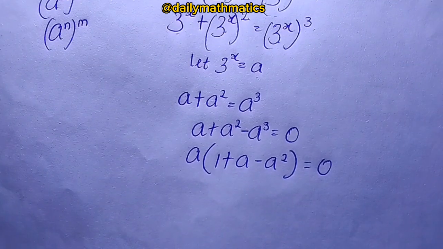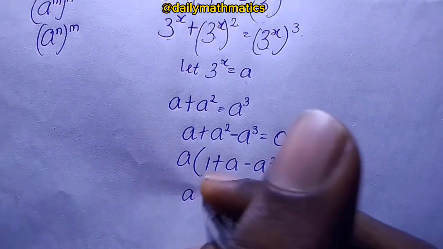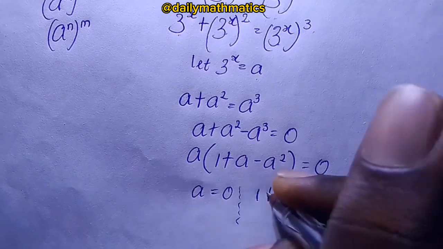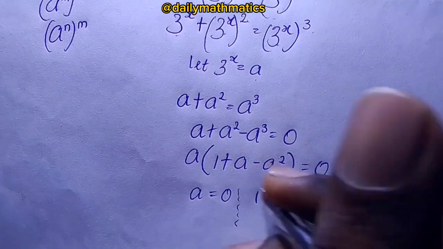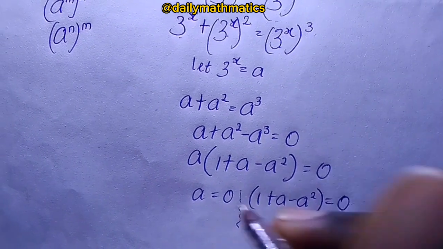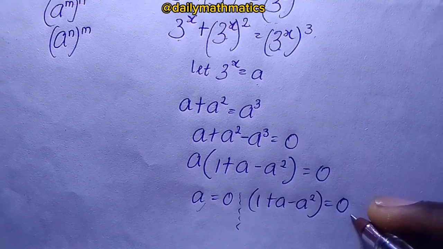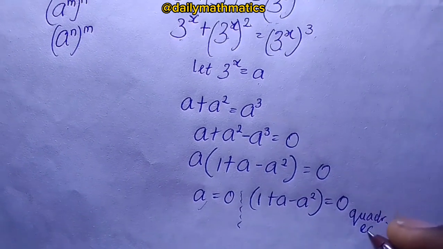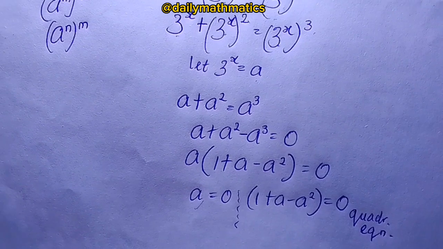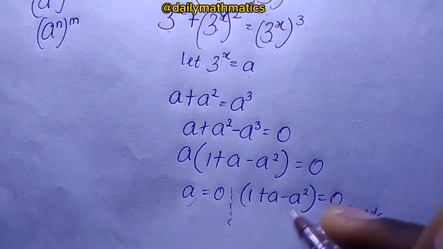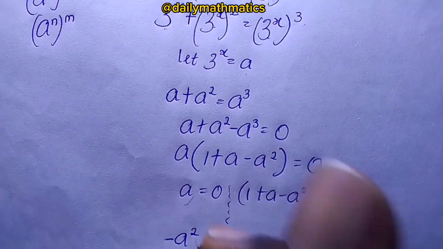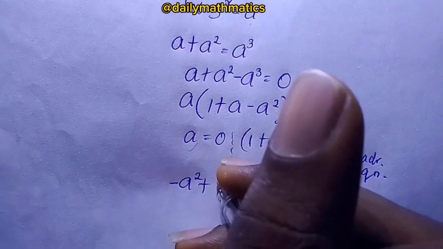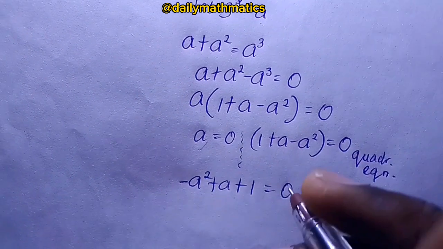So can you see that? From here we can see a equals 0, and 1 plus a minus a squared is also equals 0. So a equals 0, that's gone. So from here we can see this is a quadratic equation, right? This is a quadratic equation, so we can write it as minus a squared plus a plus 1 equals 0, right?